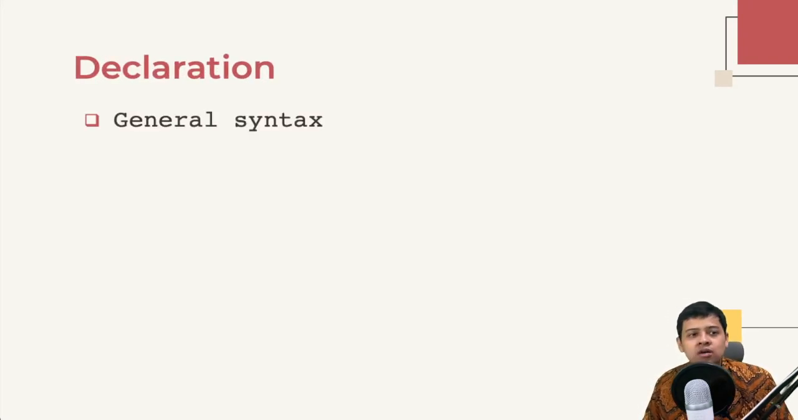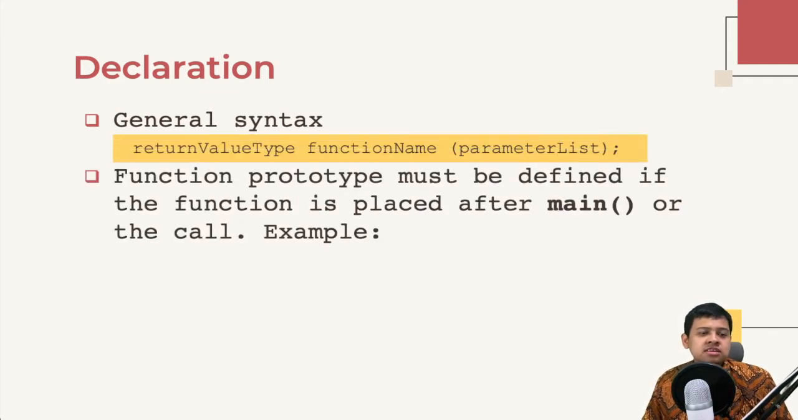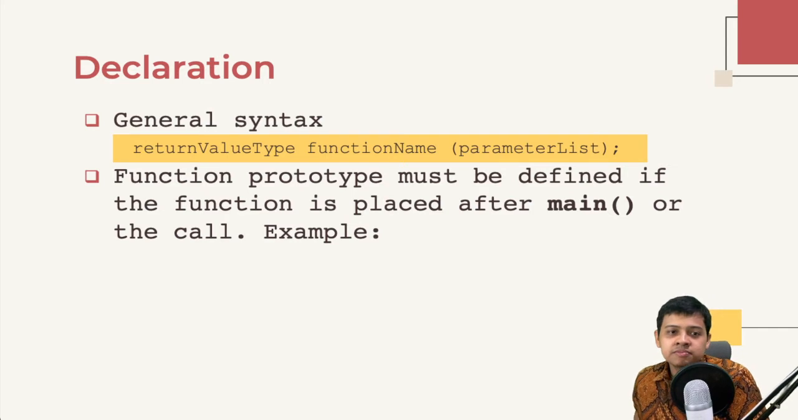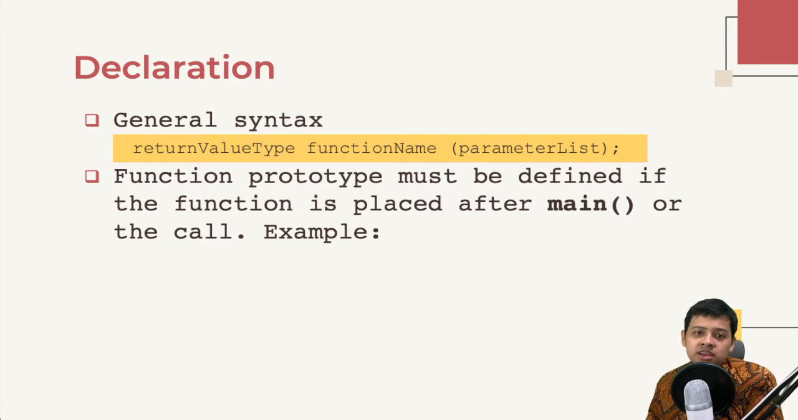Now how do we declare a function? This is the general syntax. We have the return value type, which is quite similar to when we create a variable in C++. So we first declare the return value type, the data type of what is going to be returned, then the function name, just like a variable name, and lastly the parameter list inside the parentheses, then the semicolon.